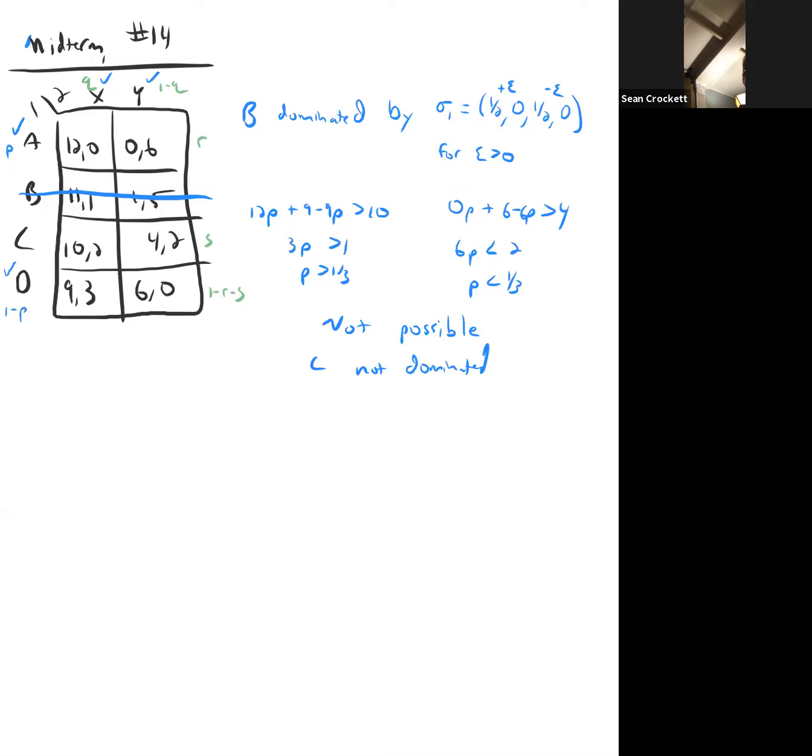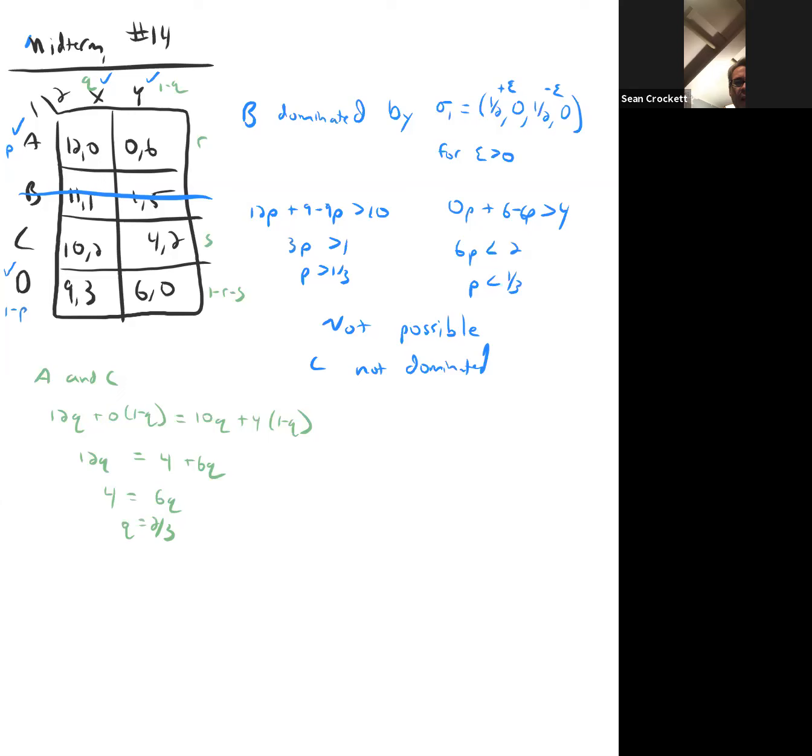To keep player one indifferent between A and C, we need that 12 times Q plus 0 times 1 minus Q is equal to 10 times Q plus 4 times 1 minus Q. If player one is going to mix between A and C, he has to be indifferent between them, so this must be true. This puts a restriction on Q. So we need 12Q equal to 4 plus 6Q, so 4 is equal to 6Q, or Q equals 2 thirds. So Q has to equal 2 thirds in order for player one to be indifferent between A and C. But that doesn't mean that player one will mix between A and C, because it's possible that D gives a better payoff than both when Q equals 2 thirds.